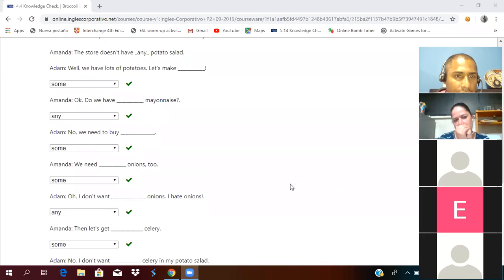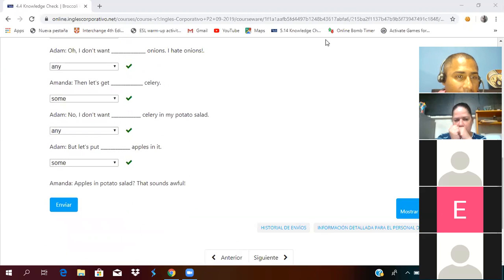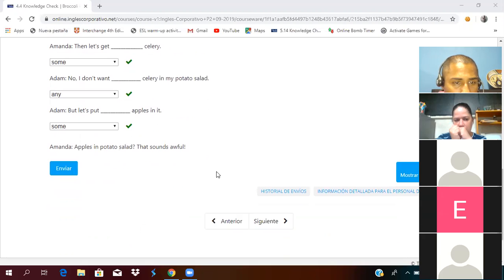Adam, the store doesn't have any potatoes. And then it says, well, we have lots of potatoes. Let's make some. Okay, do we have any mayonnaise? No, we need to buy some. We need some onions too. Oh, I don't want any onions. I hate onions. And then it says, then let's get some celery. Adam says, no, I don't want any celery in my potato salad. But let's put some apples in it. And then we have the apples in the potato salad.